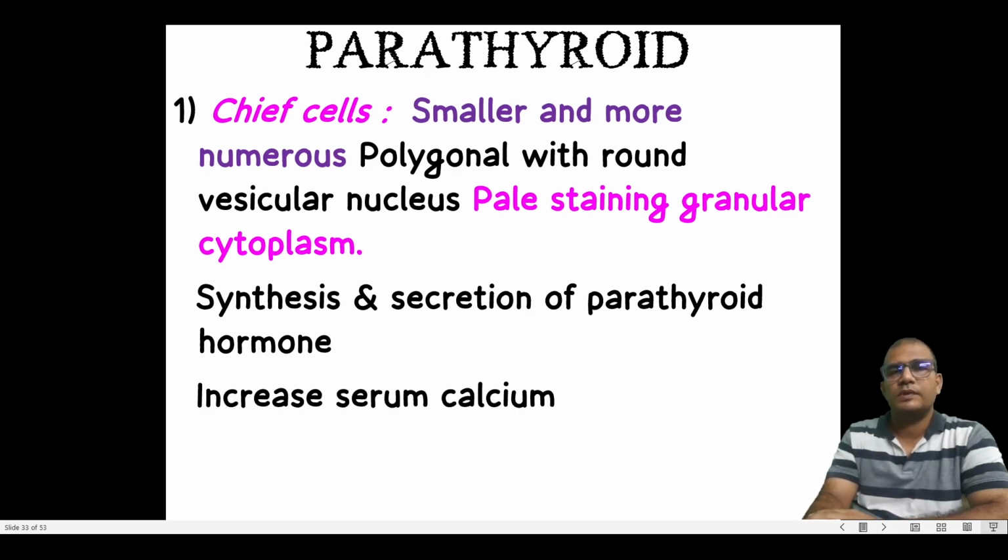What is the role of the parathyroid gland? It is opposite to the parafollicular C cells. The parafollicular C cells decrease the serum calcium, whereas parathyroid hormone increases serum calcium. So it will remove calcium from the bones, and it will pour it into the circulation.